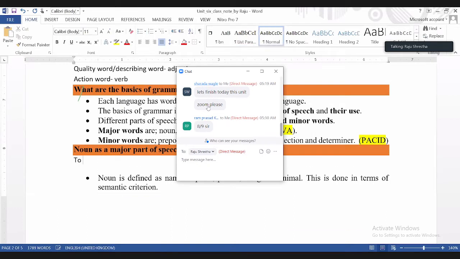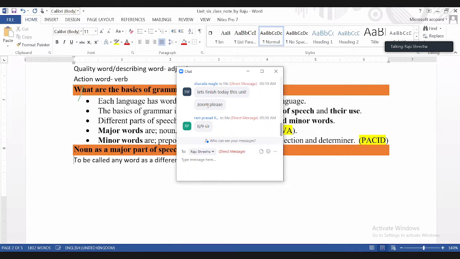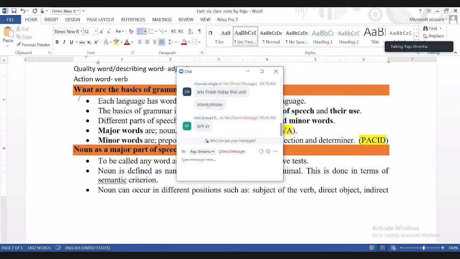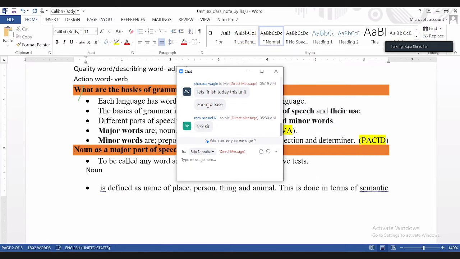To be called any word a different part of speech, we have what? We have three tests. तीनटा टेस्ट छ के? Three tests. तीनटा टेस्टबाट हामीले यो noun एउटा parts of speech हो भनेर हेर्न सकिन्छ हैन. Like for example, अब noun को कुरा गर्दाखेरि, ल टेस्ट हेरौँ त तीनटा टेस्ट.